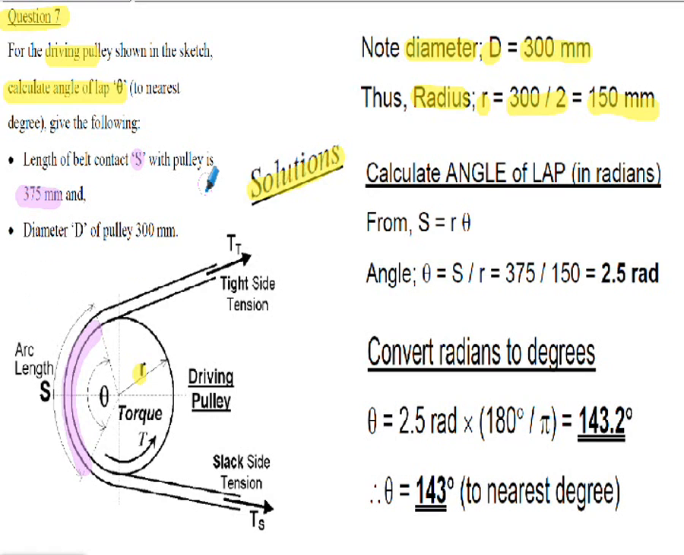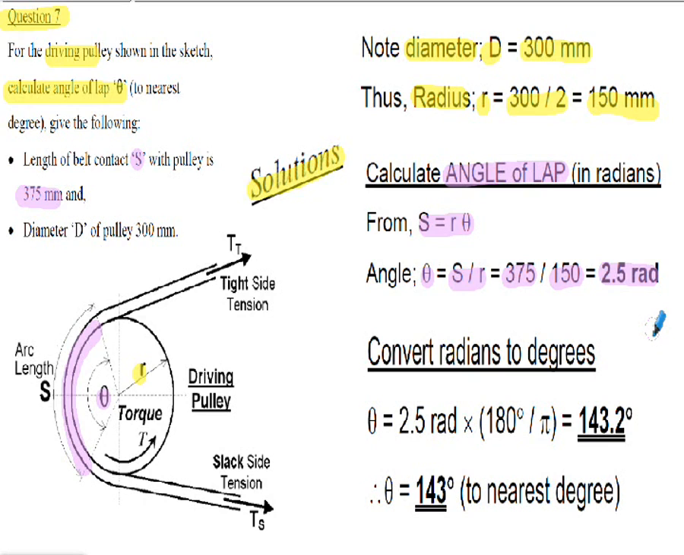So now that we know the value of r and S, we can calculate the angle theta. So now we're going to calculate the angle of lap theta. So from S equals r theta, dividing both sides by r, we find that theta is equal to S divided by r. Given S is 375 millimeters, and r is equal to 150 millimeters from above, that gives us an angle of 2.5 radians.